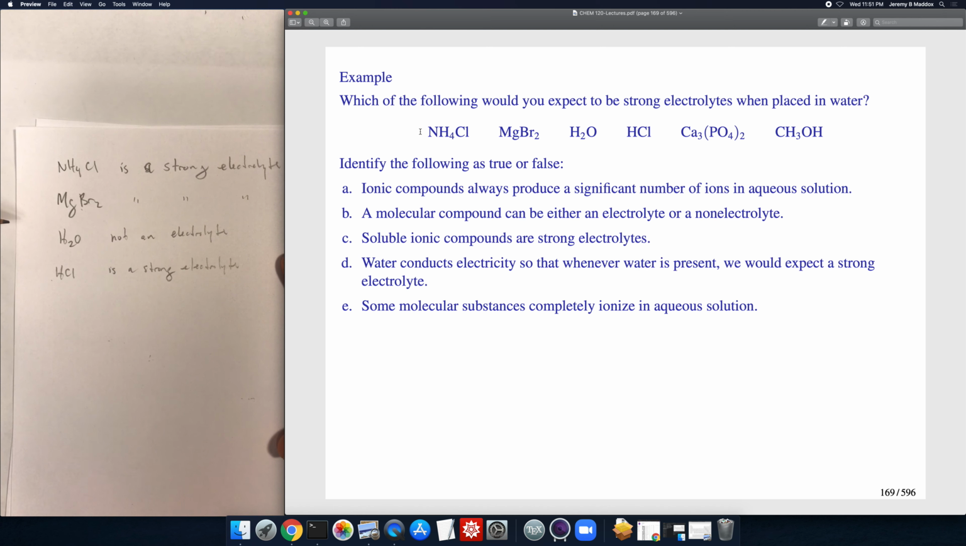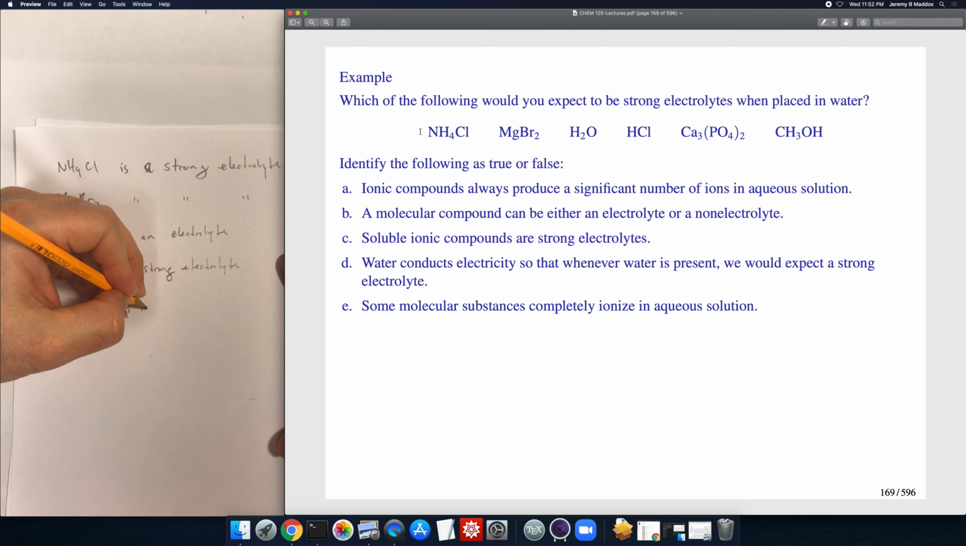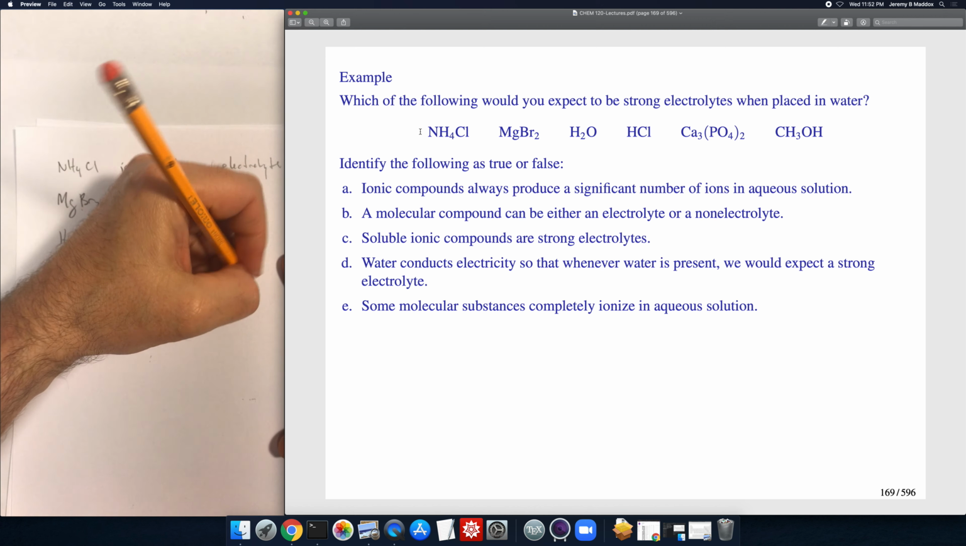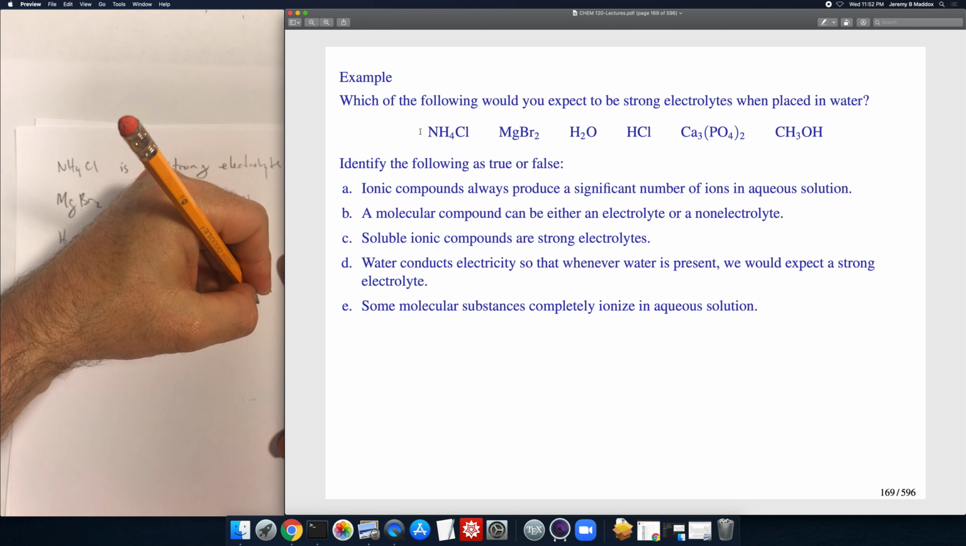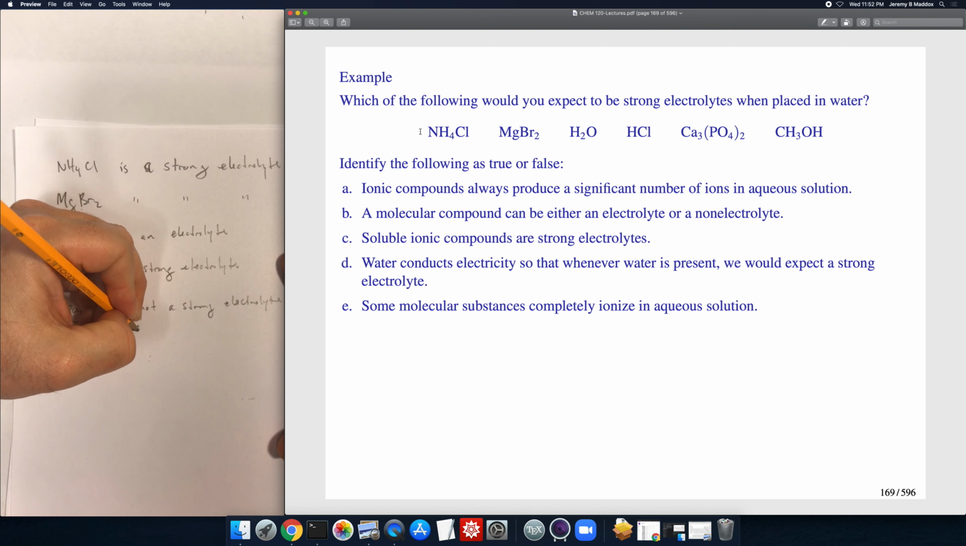Calcium phosphate. That's essentially what your bones are made out of, more or less. And bones don't dissolve in water. And so calcium phosphate, it's a phosphate. Phosphates are insoluble, so it is not a strong electrolyte. We would classify it as insoluble.